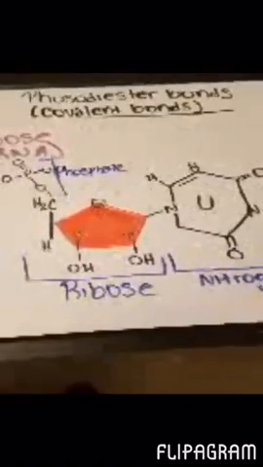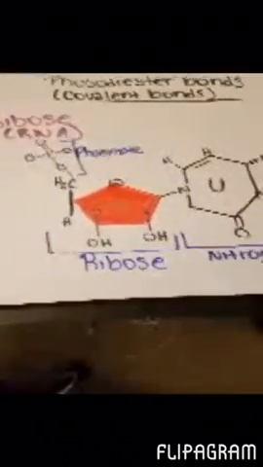Phosphodiester bonds, covalent bonds. One of these comes in ribose found in RNA. It is a phosphate connected to ribose sugar, connected to a nitrogenous base. In this case, it is connected to U.